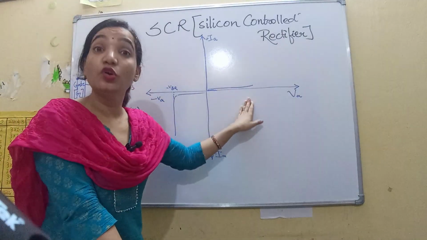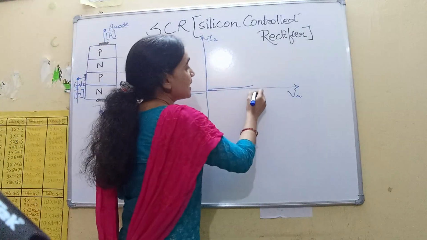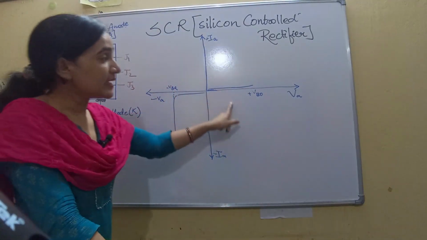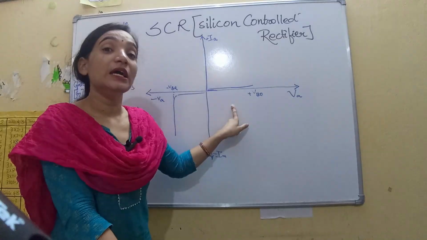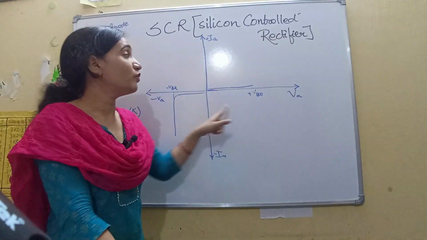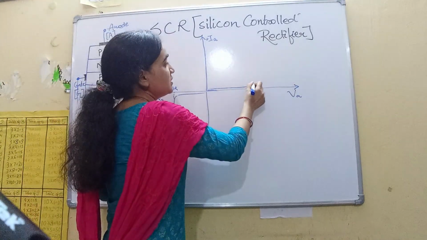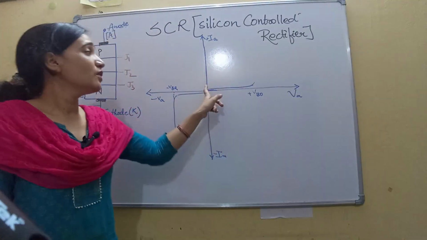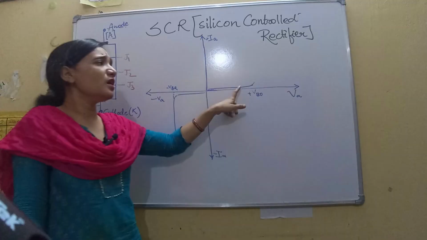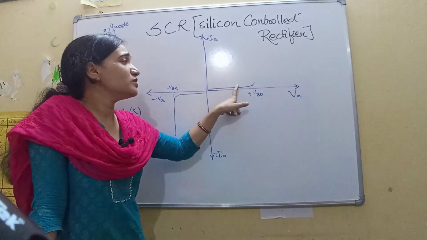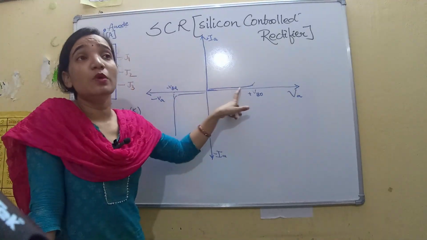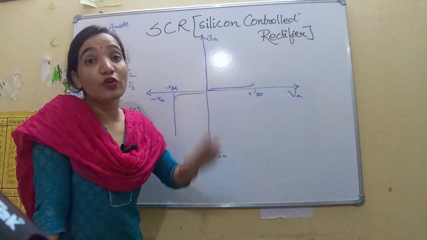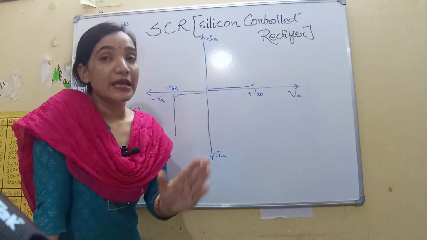It was not able to cross the VBO. VBO is the breakover voltage. Means for the SCR to conduct, it must cross the breakover voltage. So it was not able to cross the voltage, so only a very small leakage current is flowing through the SCR.